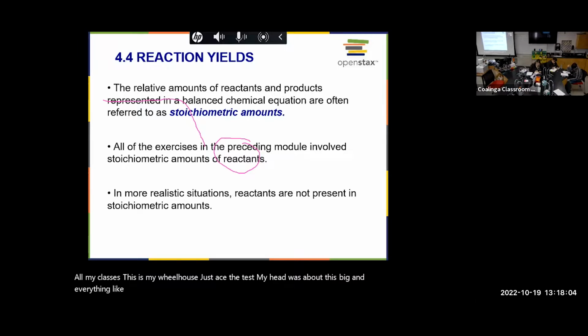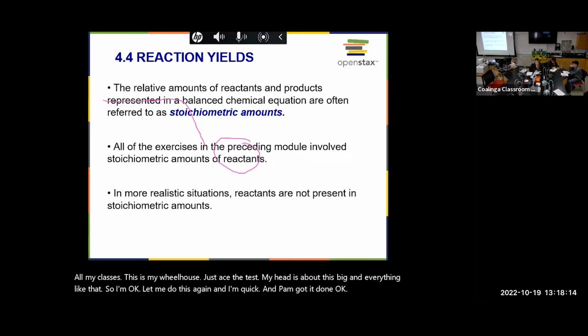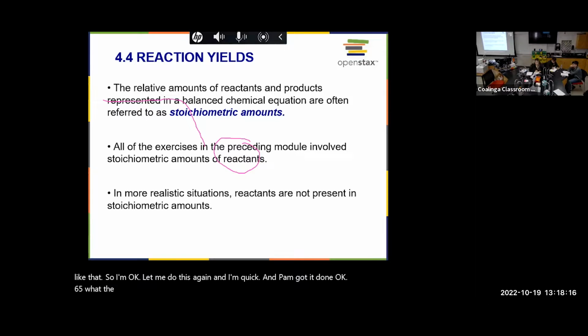So I'm like, okay, let me do this again. And I'm quick, bam, got it done. 86.5%. What the heck, right? I'm livid. Okay, let me try one more time. Get it done. 84.5%. What the heck? It's getting worse, not better.